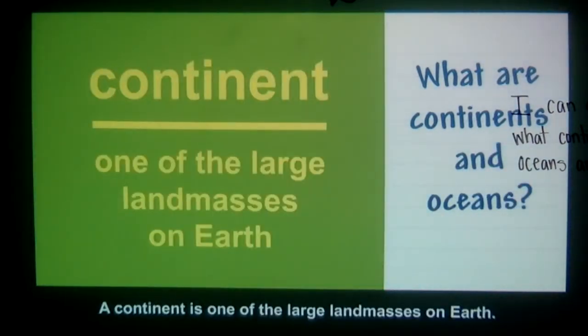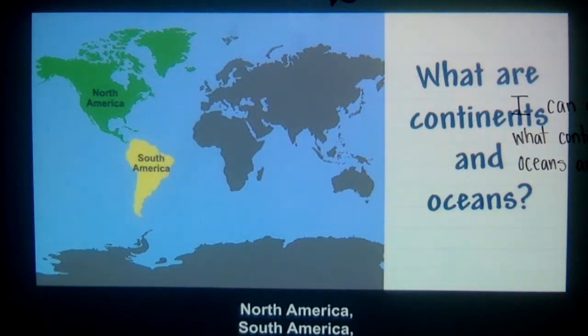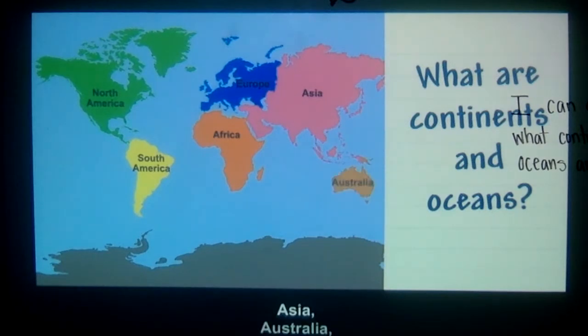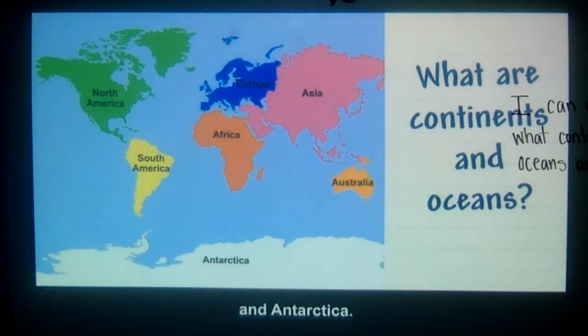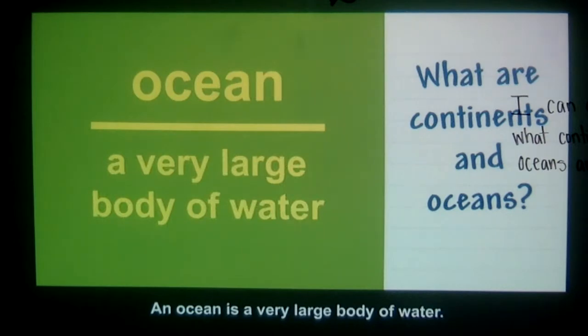A continent is one of the large land masses on Earth. The continents are North America, South America, Africa, Europe, Asia, Australia, and Antarctica. Most of the continents are separated by oceans. An ocean is a very large body of water.